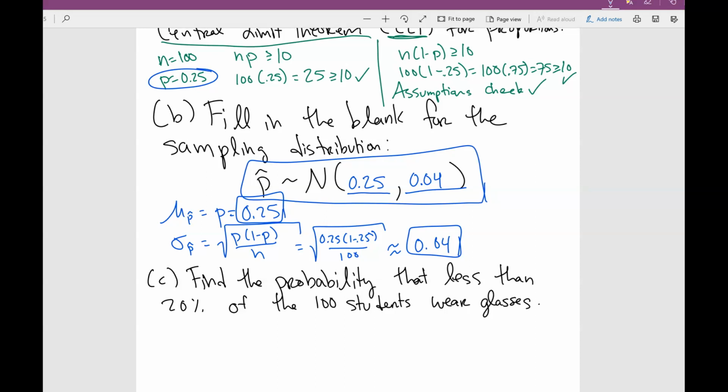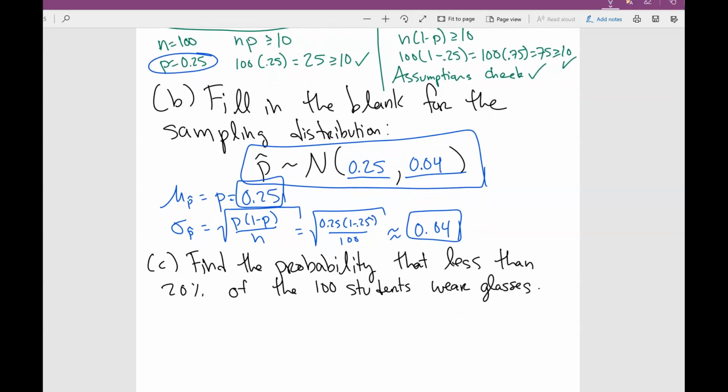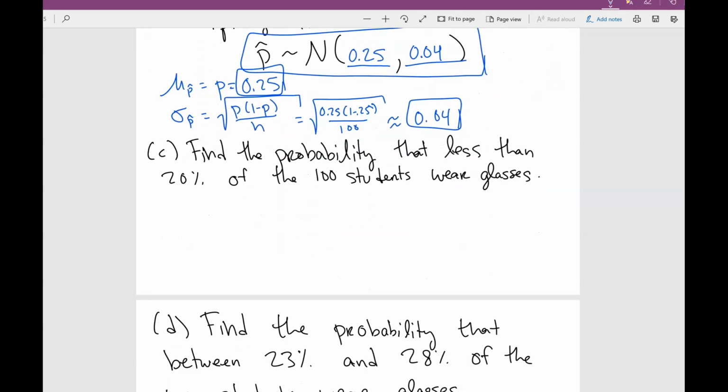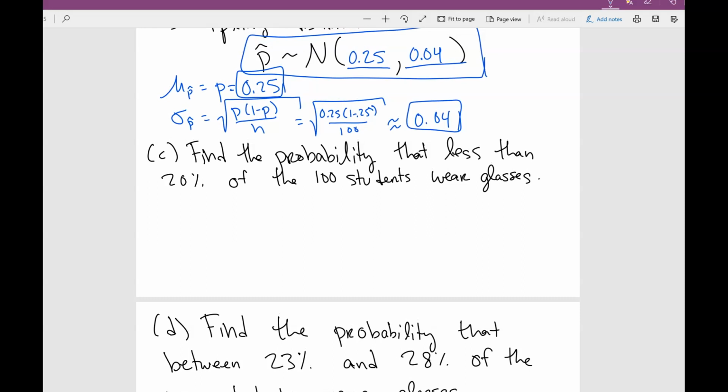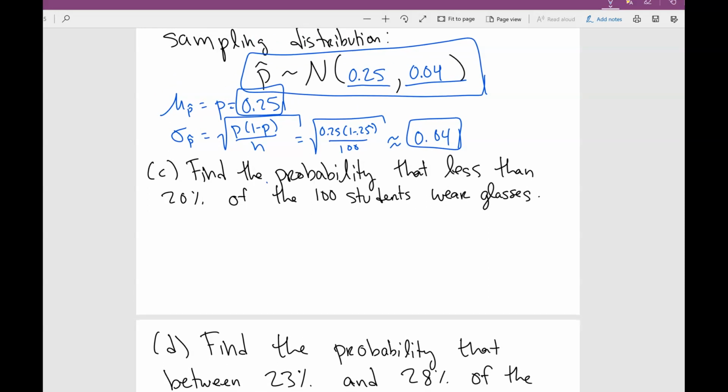Okay, now let's move to part C. And in part C, it says, find the probability that less than 20% of the 100 students wear glasses. So now since we're looking for probability, we know that this is normal. All we got to do to find probability is just use normal CDF. So let me draw a picture of the normal curve. The mean in this case is 0.25. So the mean is going to go here, 0.25.